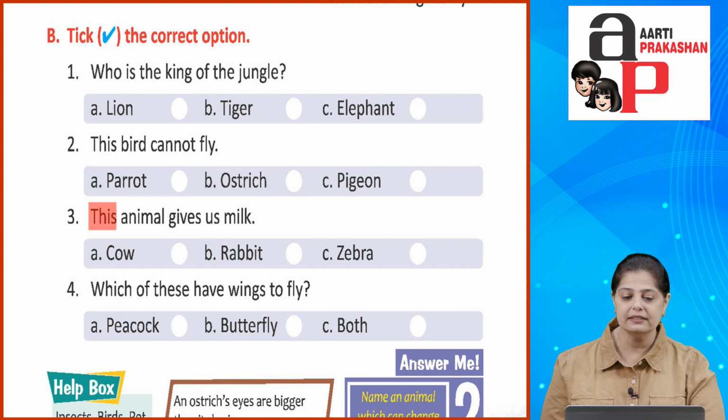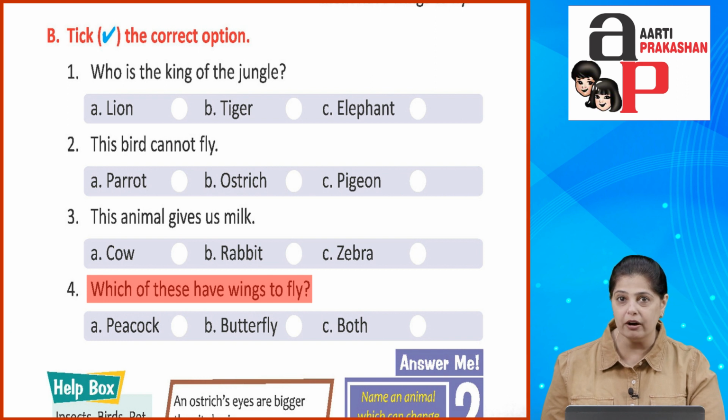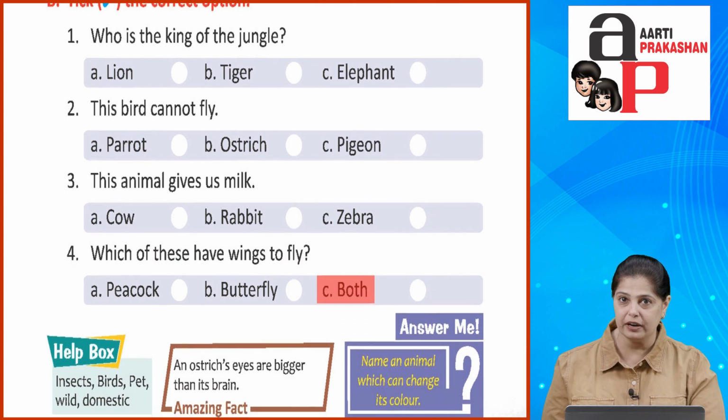Okay? Next. This animal gives us milk. Which animal gives us milk? Cow, rabbit or zebra? Come on, guess it. It's very easy. Don't you drink milk every day? Yes, that's right. It's a cow. Which of these have wings to fly? Peacock, butterfly or both? Come on, guess it. Which animal or which bird has wings to fly? Yes, it is both of them. Both of them have wings to fly.